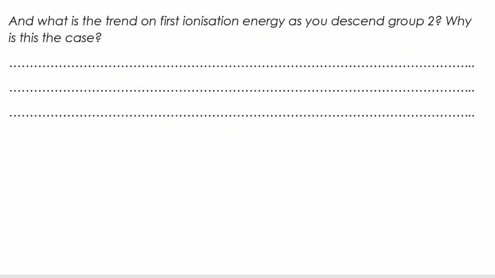So once we know the definition, we need to think about what the trends are. What is the trend in first ionization energy as you go down the group? And again, I think the trends here are far more simple than when we go across a period. So have a think about it, pause, and we will take a look at the answers in a second.